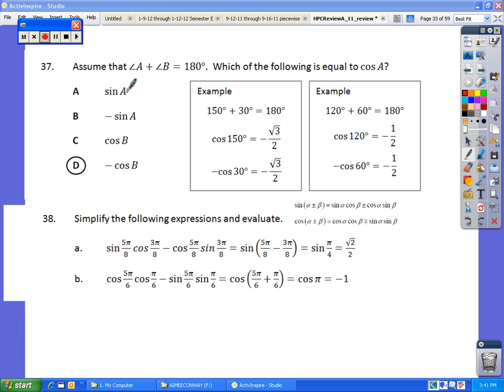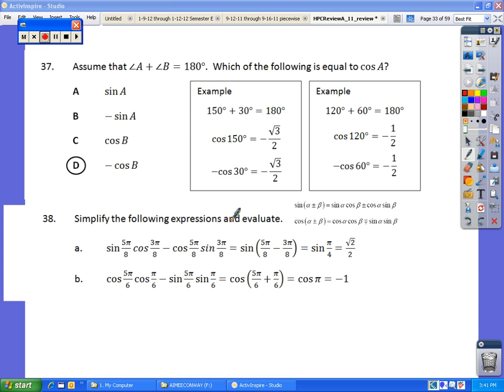So sine A, if you did sine of A, you know that that is not equal to the cosine of A, because A would be 150, and cosine of A would be cosine of 150. We know that cosine and sine of 150 are not the same. Also, the negative sine of 150 would not be the cosine of 150 either. The cosine of B would be cosine of 30, which would not be equal to the cosine of 150. So the best selection here is cosine of B.